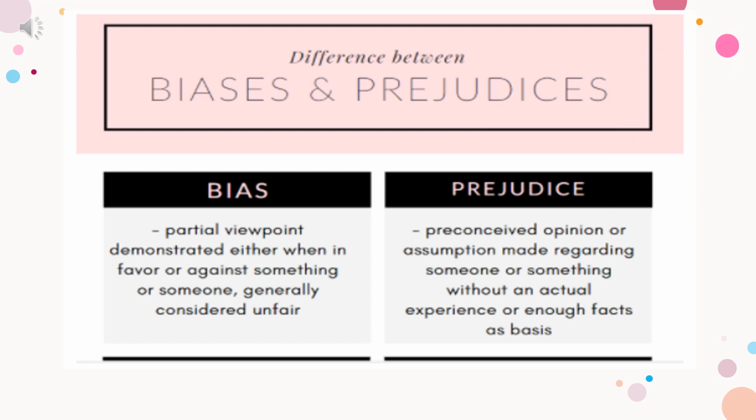Let us have a quick rundown on what you have learned already about biases and prejudices. Again, whenever we say bias, you have there the partial viewpoint demonstrated either when in favor or against something or someone generally considered unfair. And whenever we say prejudice, preconceived opinion or assumption made regarding someone or something without an actual experience or enough facts as basis. Okay? So those are the basic definitions of the words bias and prejudice.